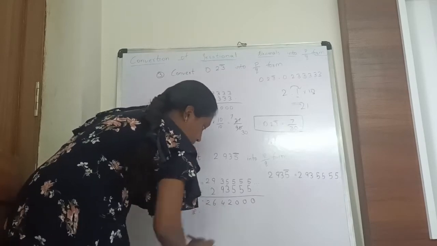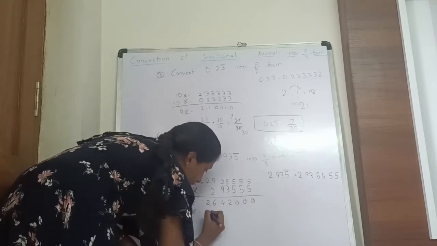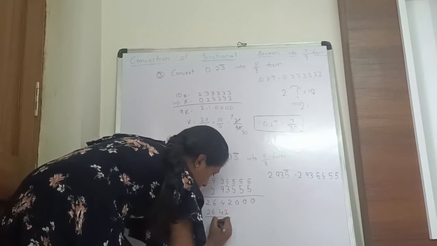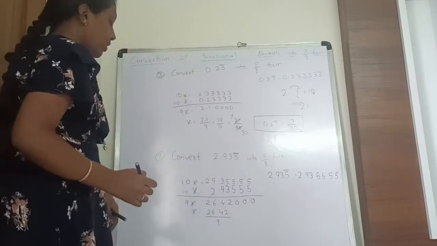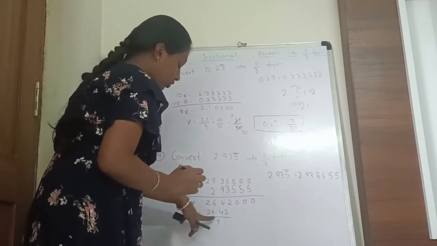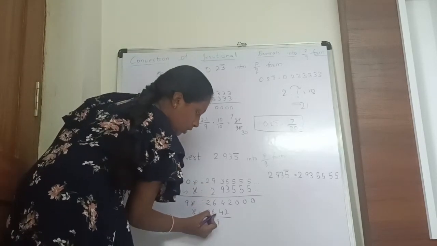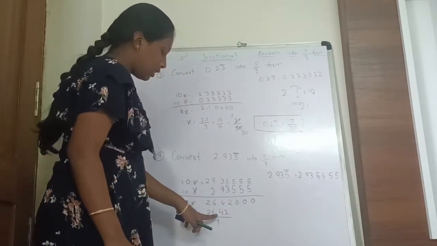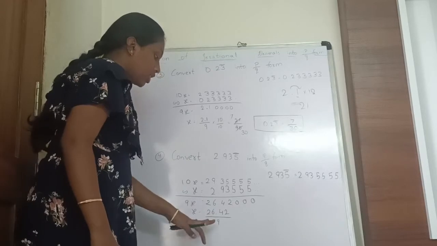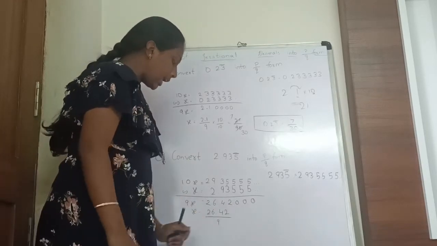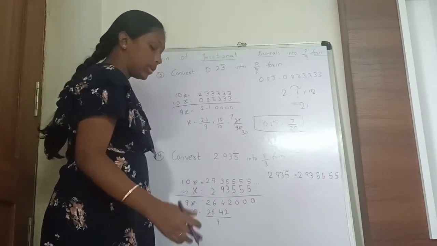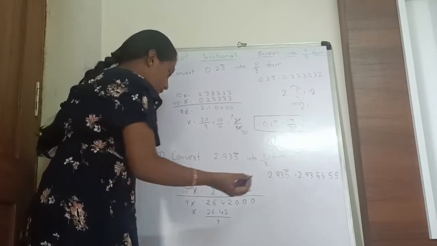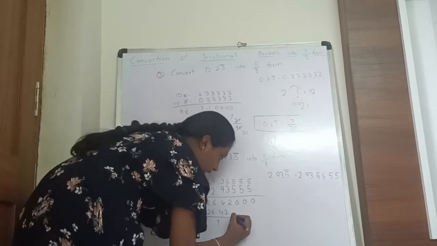26.42 by 9. Yeah. So now we have to multiply it by 100 because there are two digits after the decimal point. So if you want to get it into a normal number without a decimal, we have to multiply it by a 1 and two zeros, which is 100. So it's going to be 2642 by 900.